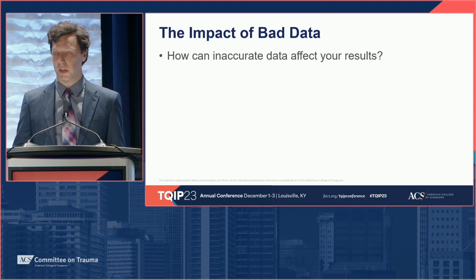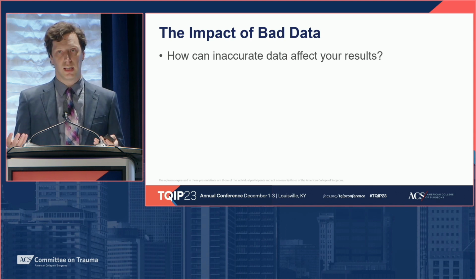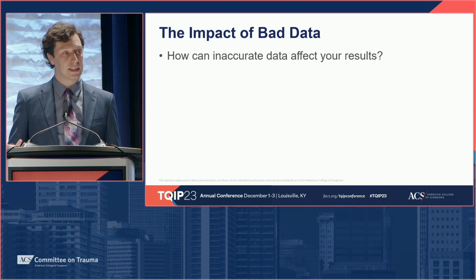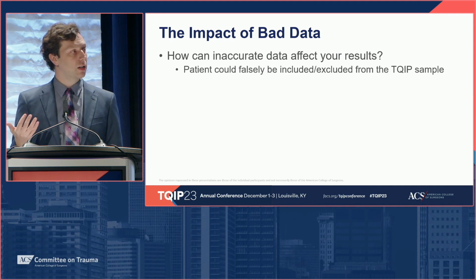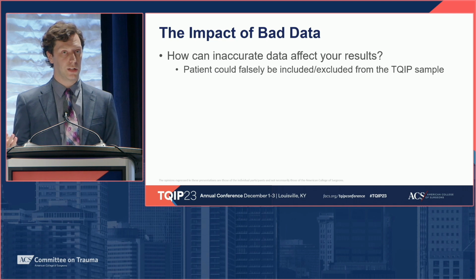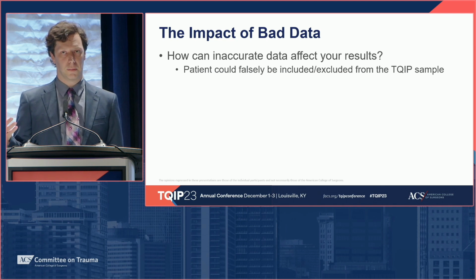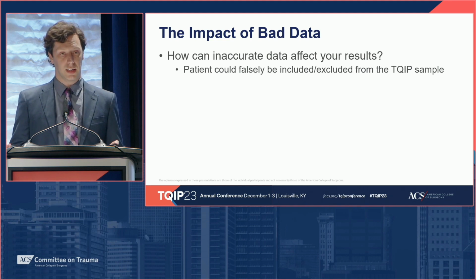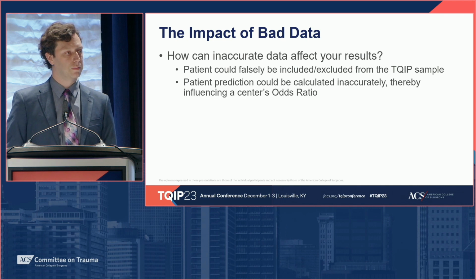What is the problem with inaccurate data? In one word, it's bias. It biases your result. It could mean that a patient is falsely included or excluded from the TQIP sample. If you report their age wrong, if you falsely report them as being too young in your adult center or too old as a pediatric center, then they might not be included in your data or might be included when they shouldn't have been, and that will have an impact on your data.